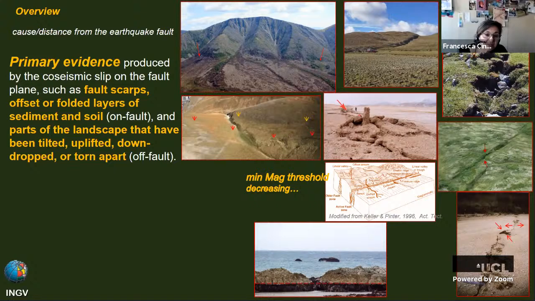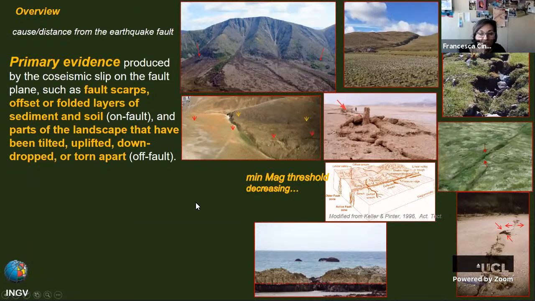But we also have off-fault evidence, which is far apart from the source, and consists of those surfaces that have been tilted, uplifted, or down-dropped, or torn apart. The figure shows just some of these features.